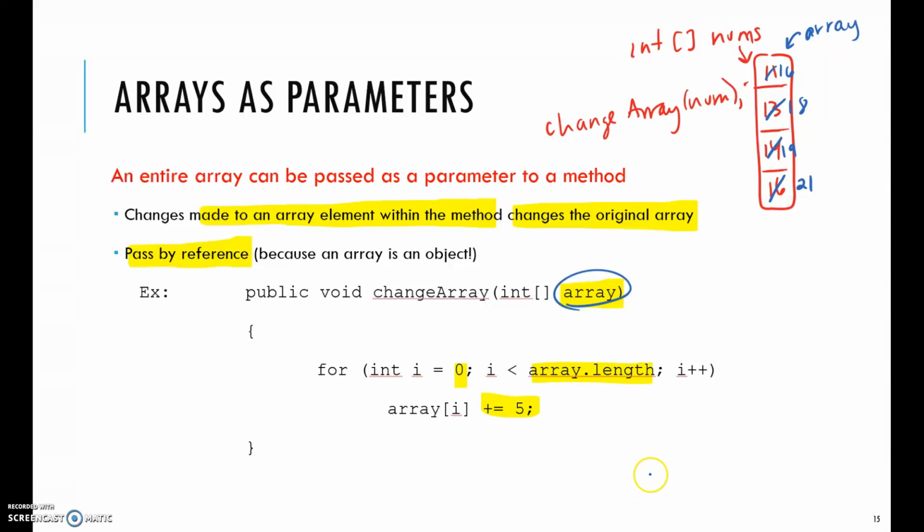And then when I leave the method, this array variable disappears. However, nums still refers to the array whose values are now 16, 18, 19, and 21. So nums and array pointed to the same address location. So any changes made by array affected the same array that nums does, because they are in fact pointing to the same spot. And that is because of the pass by reference.